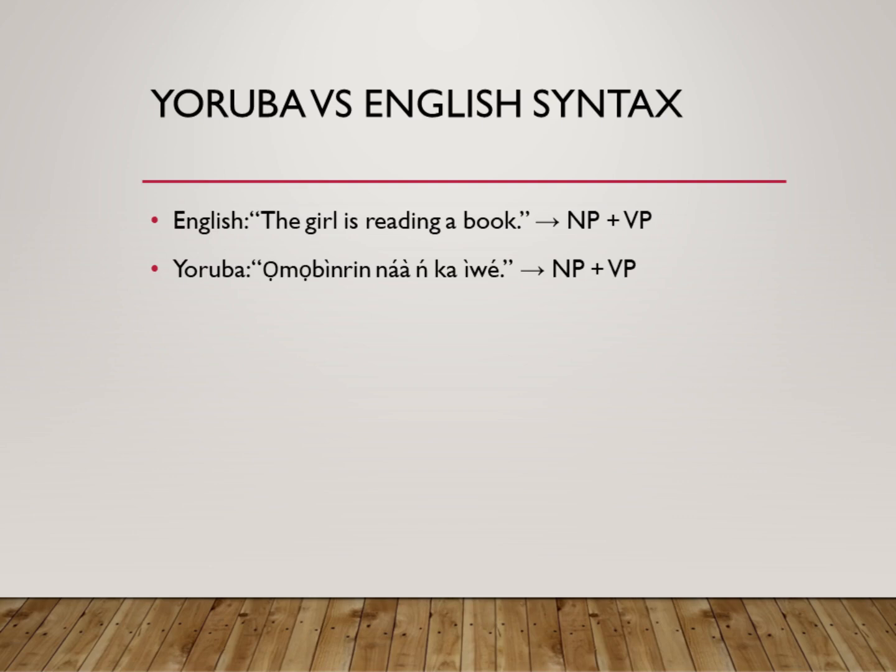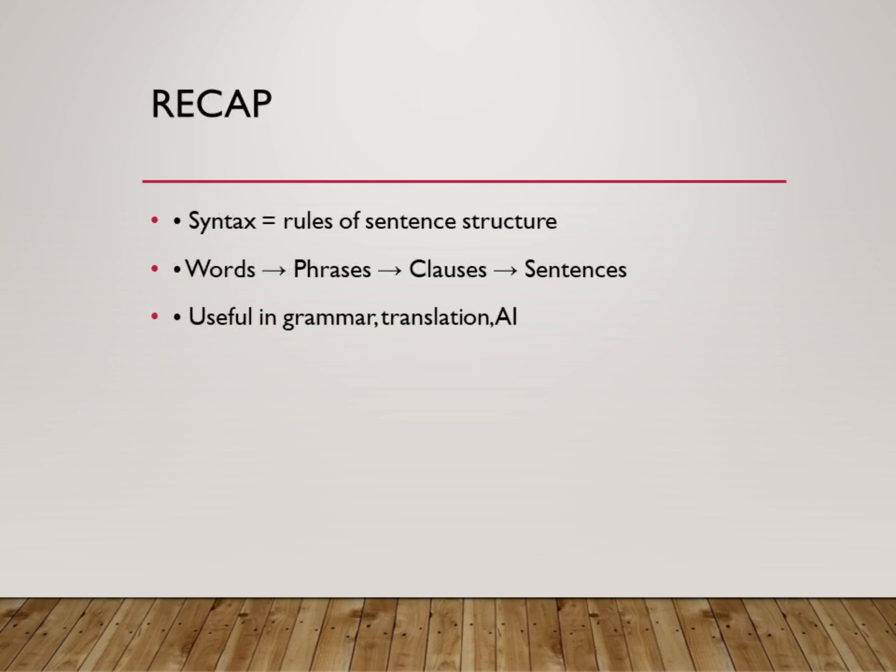In Yoruba, we say ọmọbìnrin náà ń ka ìwé. This also follows NP plus VP, though the word arrangement differs. In some contexts, this shows how syntax works across languages.